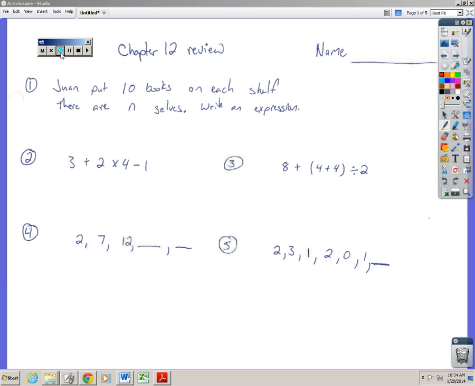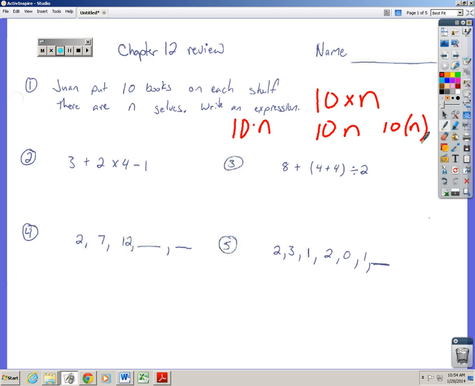1. Put 10 books on each shelf. There are n shelves. Write an expression. 10 times n. You could do 10n. You could do 10.n. You could do 10 parentheses, and all of those are correct.